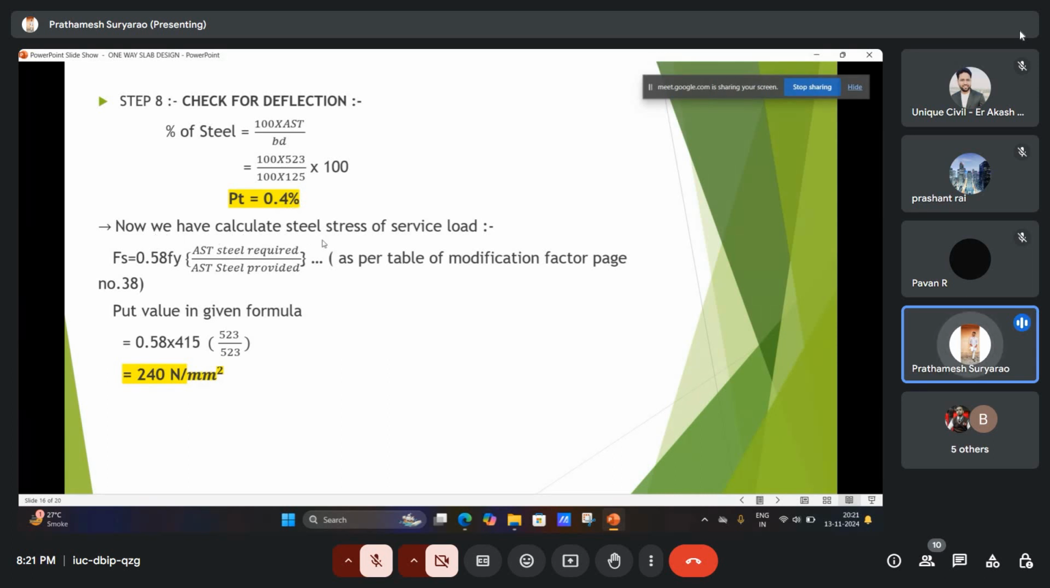Now we have to calculate the steel stress at service. How will we calculate fs? There is a formula for it. Fs equals 0.58 fy into Ast required upon Ast provided. As per the table of modification factor, this formula is on page number 38. There is a modification table. Putting all values in the given formula, we will get 240 Newton per mm square.